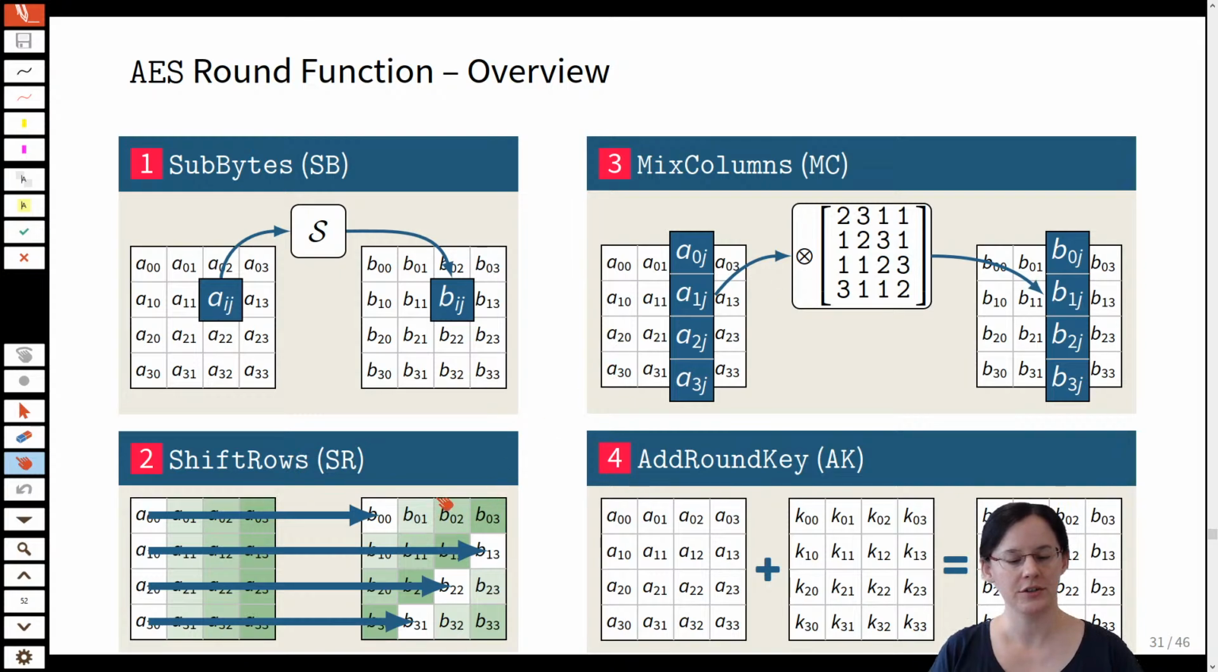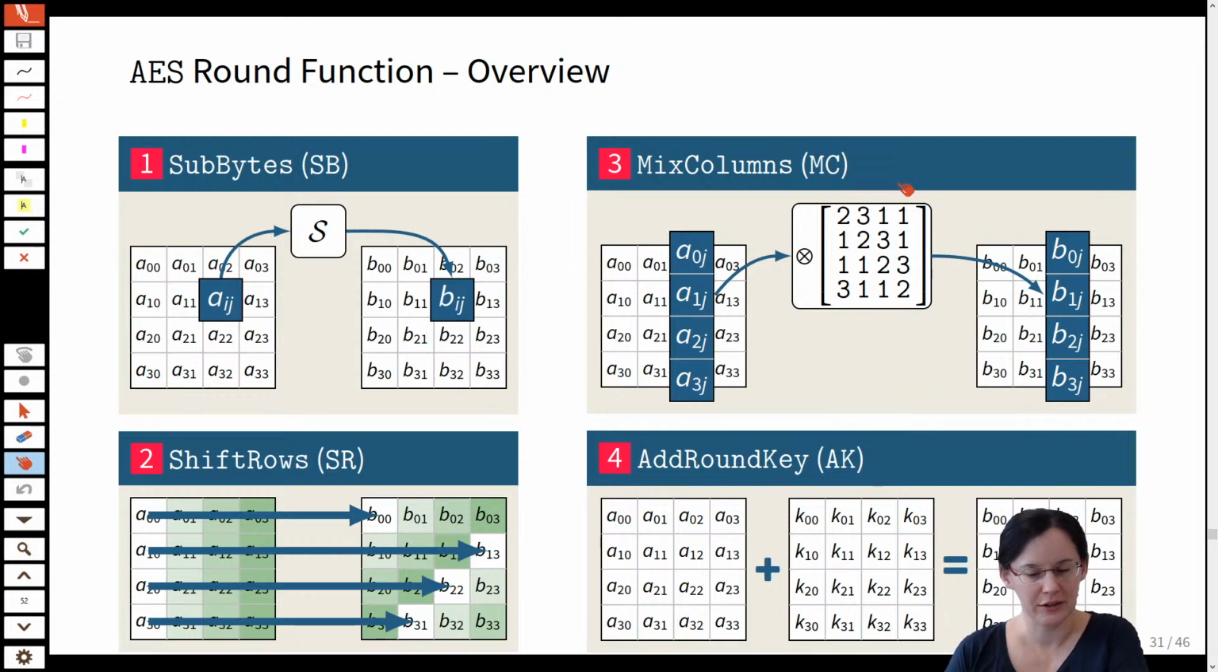And then we have 2 operations that together form the linear mixing layer. The first of them is to distribute the cells of one column across the different columns of the matrix. This is called shift rows because each row is rotated by a certain number of byte positions. And then we have mixed columns, which is one of the promised matrix multiplications that we have. So we take the entire 4 bytes of one of the state columns, we do this for each column, and we multiply it with this 4 by 4 constant matrix and write down the result in the same position.